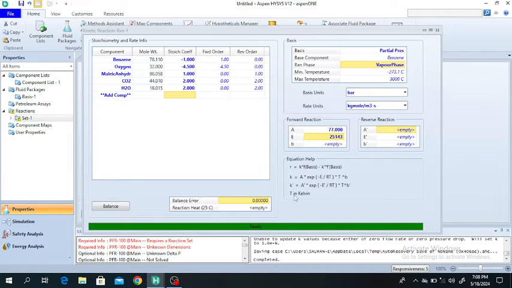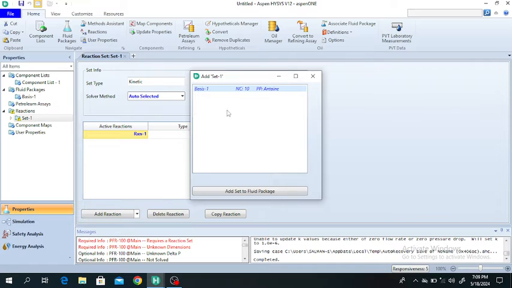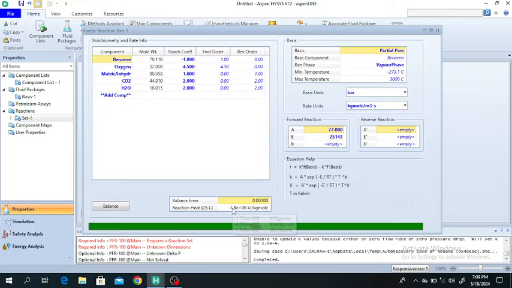Okay, that is solved. Now close this one and attach the reaction to the fluid package, which is the Antoine equation of state. We will click on add to the fluid package, attach the reaction to the Antoine equation of state. Select attach, it is attached. Now double click on the reaction and see this exothermic reaction.